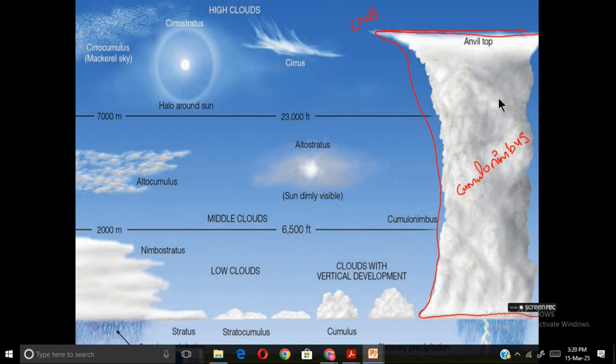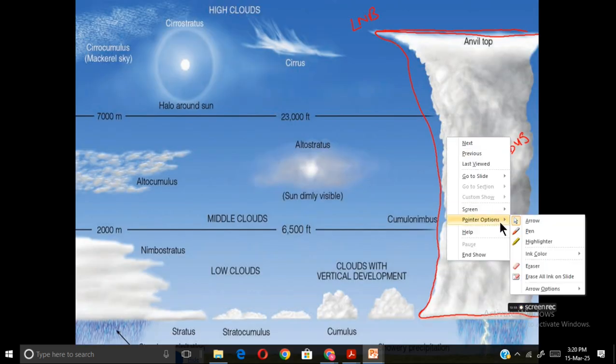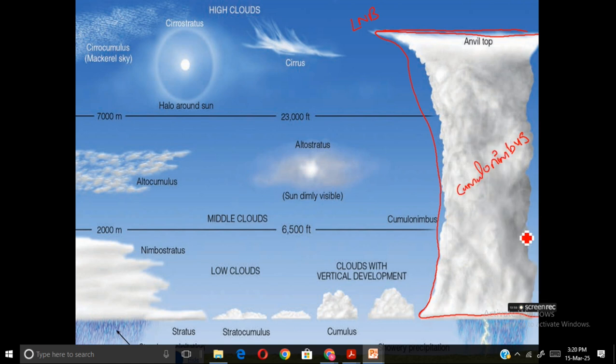And as you can see, since the formation stops over here, the cloud is kind of extending. Since it is not able to develop vertically, it extends horizontally and forms the shape of an anvil. Generally, these thunderstorm clouds or cumulonimbus clouds have this anvil top. So these are vertically developing.